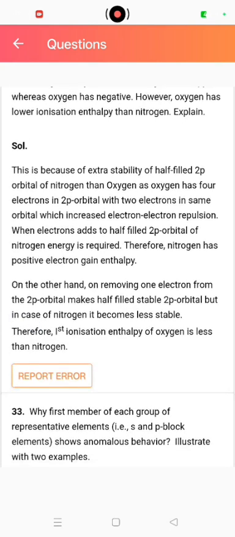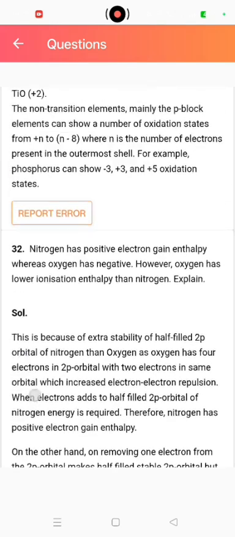On the other hand, removing one electron from the 2p orbital of oxygen makes it a half-filled stable 2p orbital. But in the case of nitrogen, removal makes it less stable. Therefore, the first ionization enthalpy of oxygen is less than nitrogen. Clear?